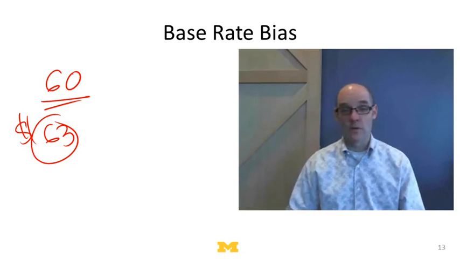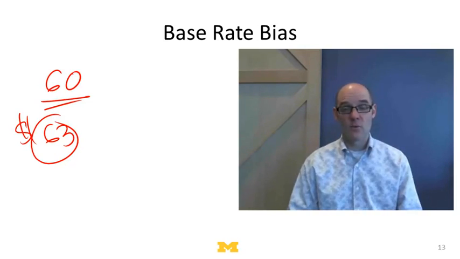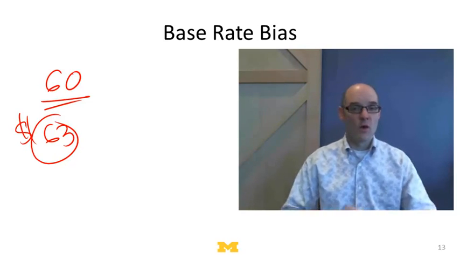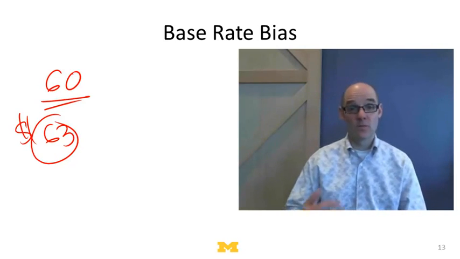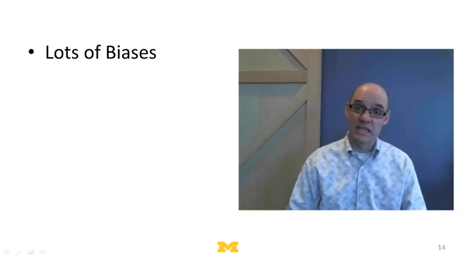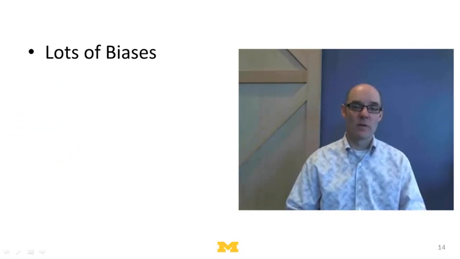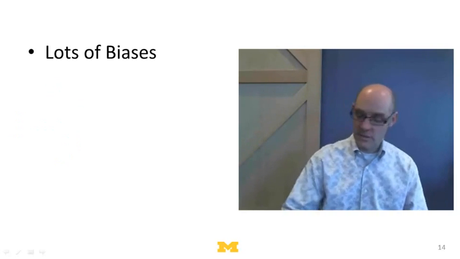Okay, so we've looked at these four things: prospect theory, hyperbolic discounting, status quo bias, base rate bias. They're all well documented deviations from rational behavior. So there's a ton of these, right? If you go and look on the web, you'll see lists of hundreds and hundreds of biases that have been found in the laboratory.